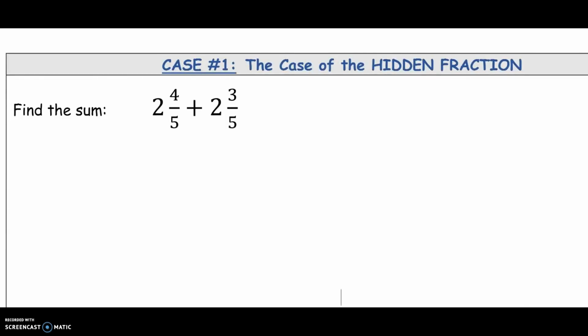We want to find the sum of 2 4/5 and 2 3/5. Just like normal, we're going to go ahead and add our fractions, and because they have a common denominator of 5, all we have to do is add the numerators. So 4 plus 3 is 7. We keep the denominator, which is 5, and we get 7/5. Then we're going to go ahead and add our whole numbers. 2 plus 2 gives us a whole number of 4. And our answer is 4 7/5.